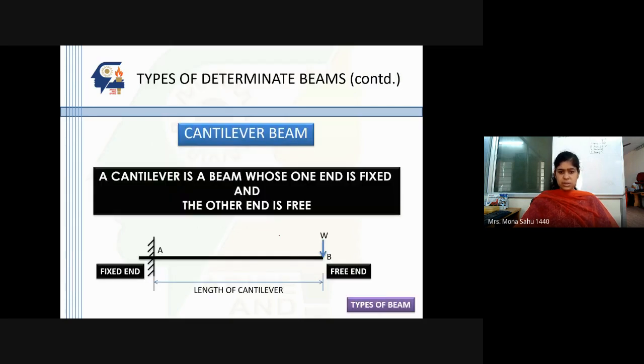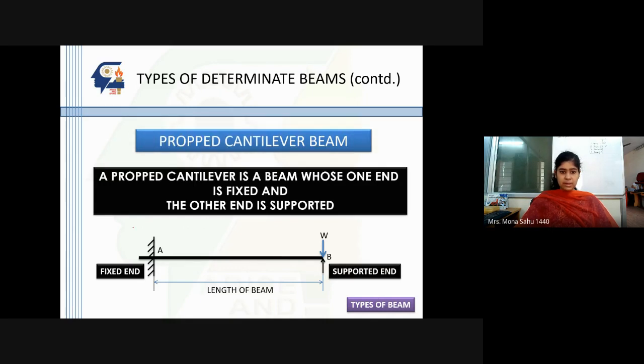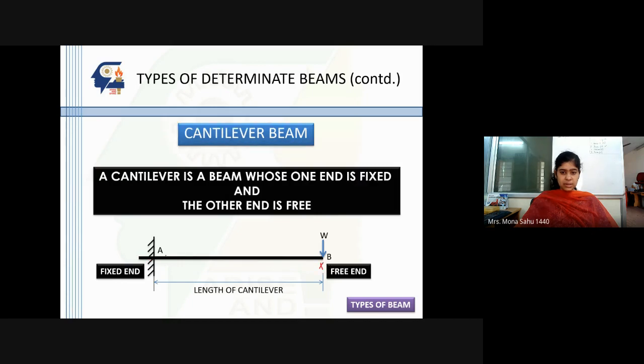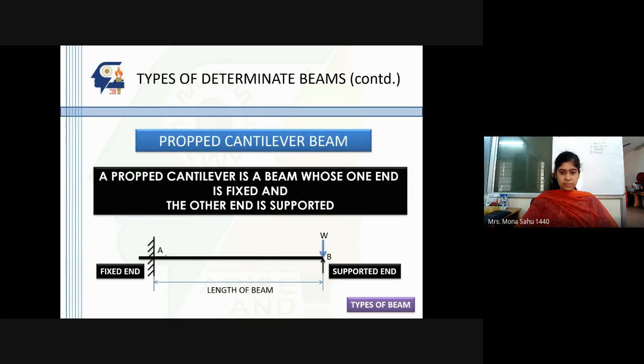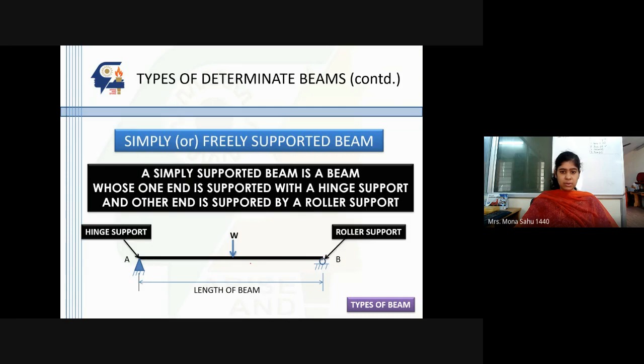So you all know what is a cantilever. It is fixed on one end and this is a free end. Got it? There is no support here at all. So that's a cantilever beam. Propped cantilever is when you have, see in this one, there is a support at the end and you have a load acting on it. Okay.